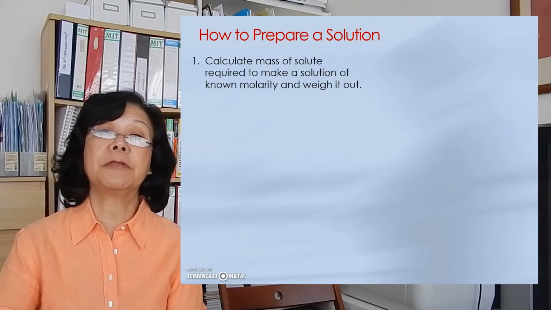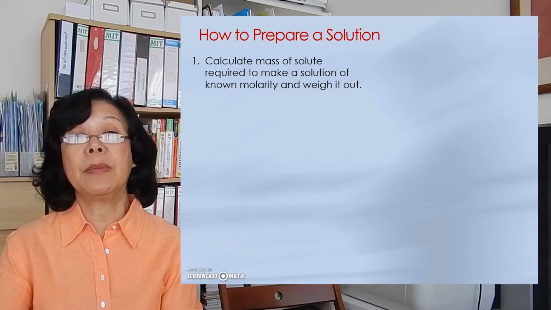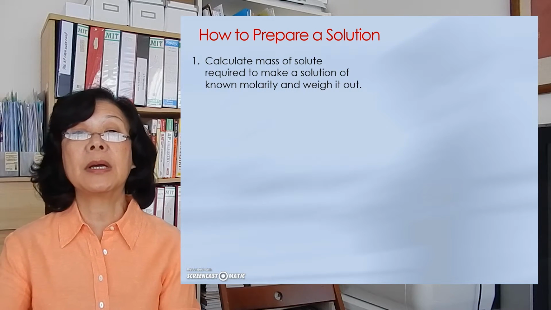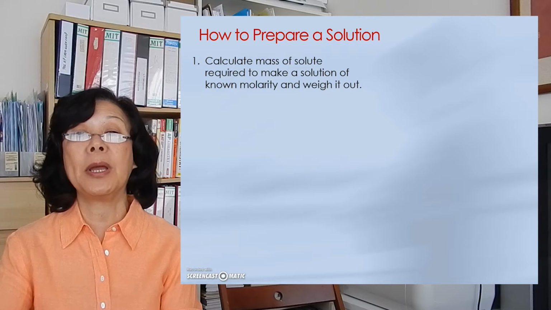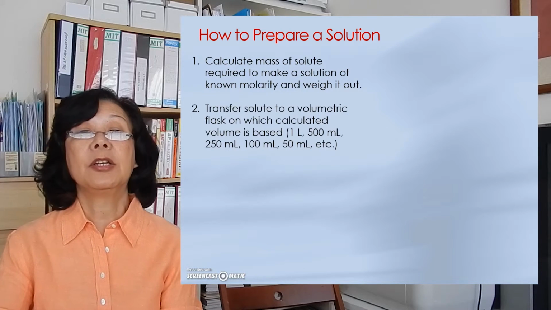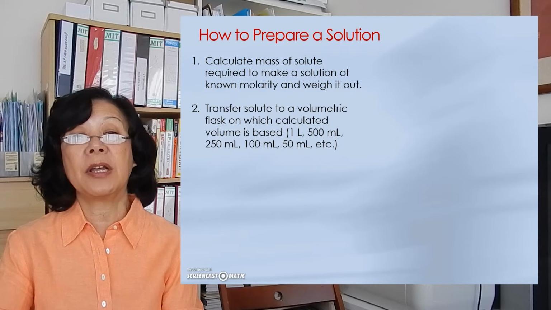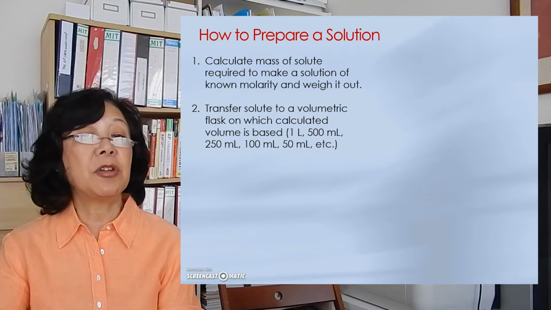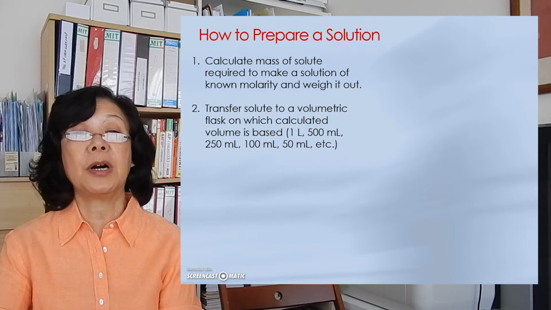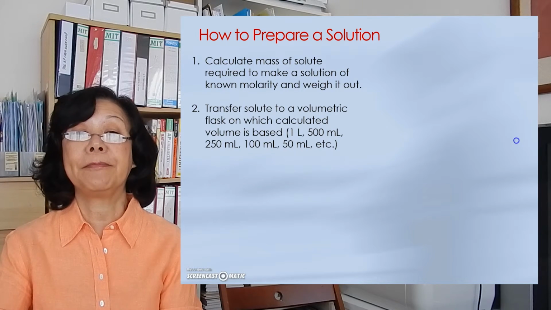Now, how do you prepare a solution? Calculate the mass of solute required to make a solution of known molarity and weigh it out. Then, transfer the solute to a volumetric flask on which the calculation is based: 1 liter, 500 ml, 250 ml, 100 ml, 50 ml, etc.